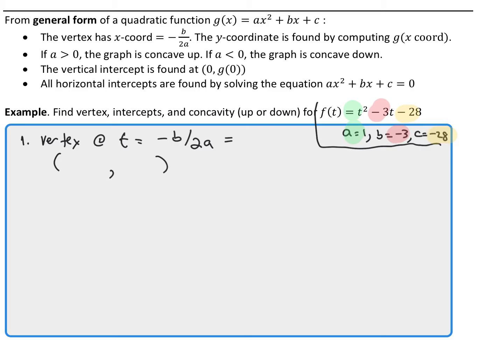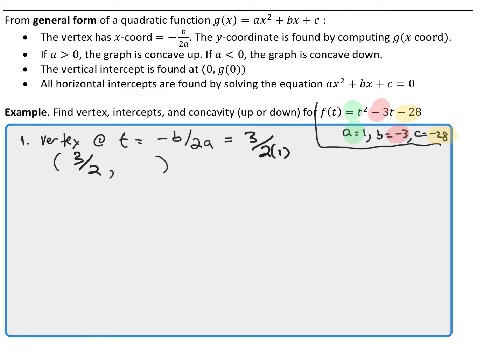And so the first coordinate of the vertex is given by minus b over 2a. That means the opposite of b divided by 2a. Since b is negative 3, the opposite of b is positive 3, and we're dividing by 2a, 2 times 1. So that is 3 halves, or 1.5.